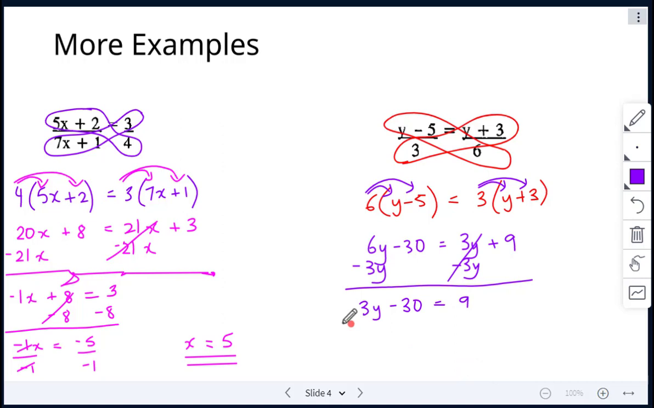Okay, so next, we're still trying to move this over to the other side. So it's a negative 30. So we're going to add 30 to both sides. And now we're left with 3y is equal to 39. And lastly, we have 3y, which is 3 times y. So we have to divide by 3. Divide by 3 on both sides. And that will leave us with 39 divided by 3, which is y is equal to 13.